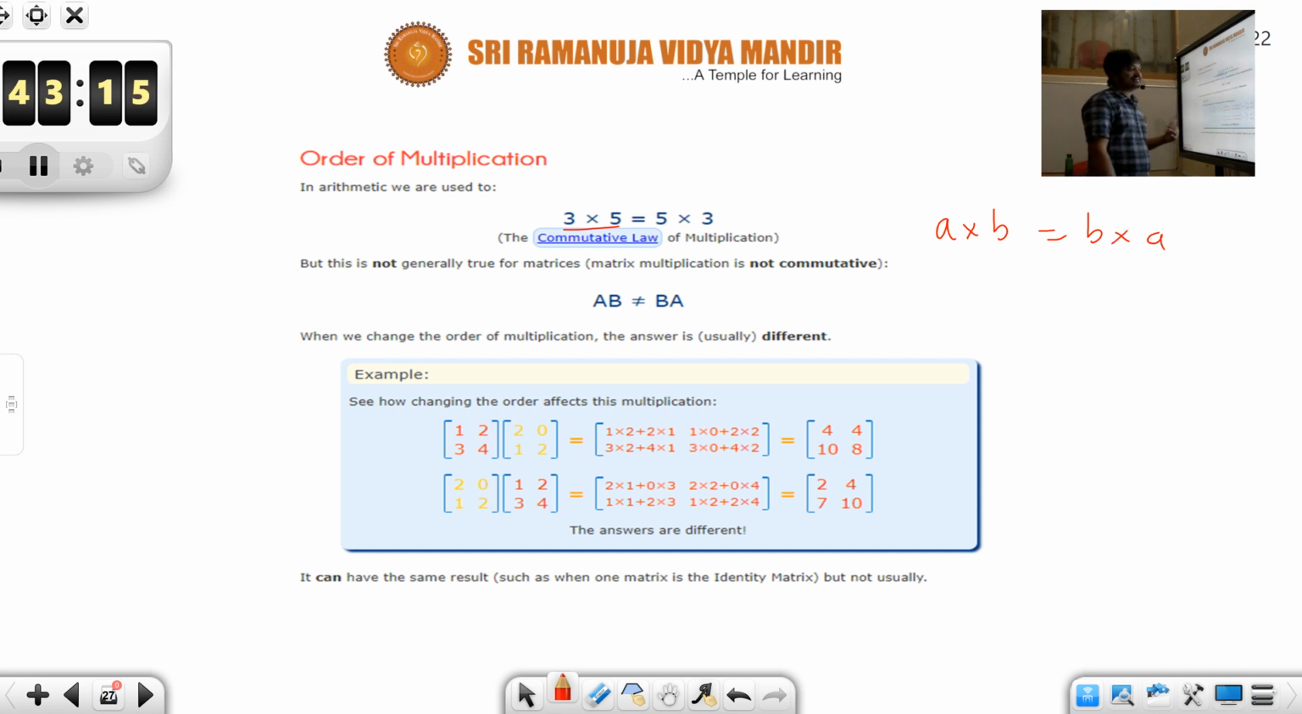But this is not generally true for matrices. That is, when you multiply two matrices, AB and BA, they need not be equal, students. AB need not be equal to BA. Actually, this is the property which was observed by Heisenberg through his experiments. He came up with the famous uncertainty principle, right?